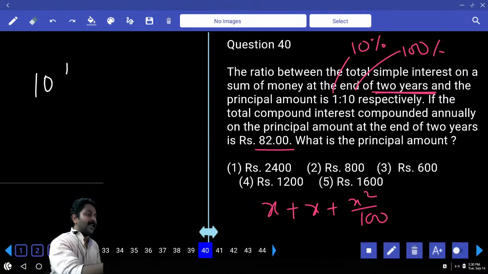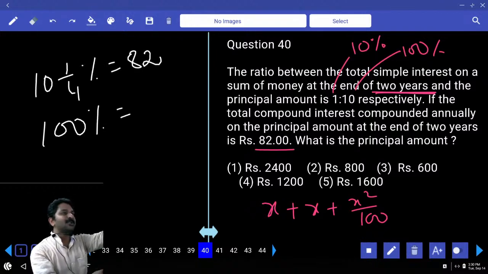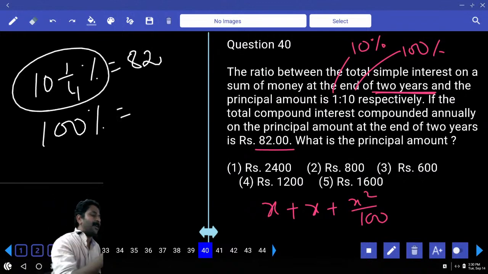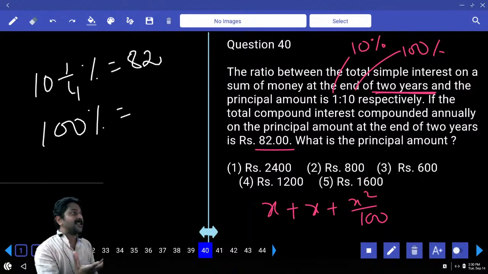So 10 1 by 4% is equal to 82 and we need to calculate 100%. Just use your common sense. If 10 1 by 4% is equal to 82, what could be the value for 10%? I'm saying use your common sense. If 10% is 80, 100% must be 800. Second option, final answer. Done.